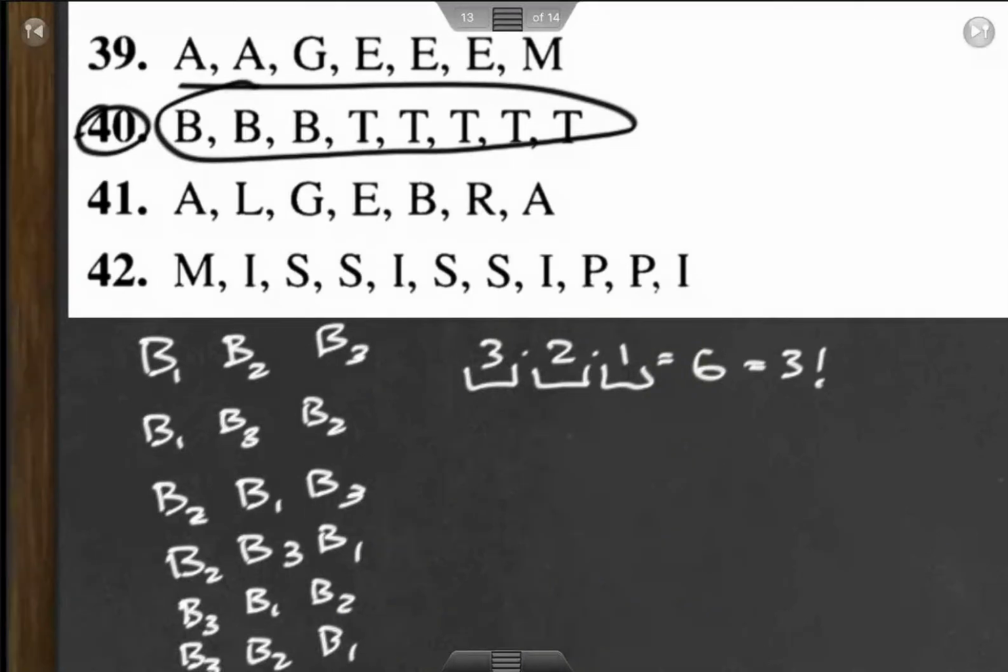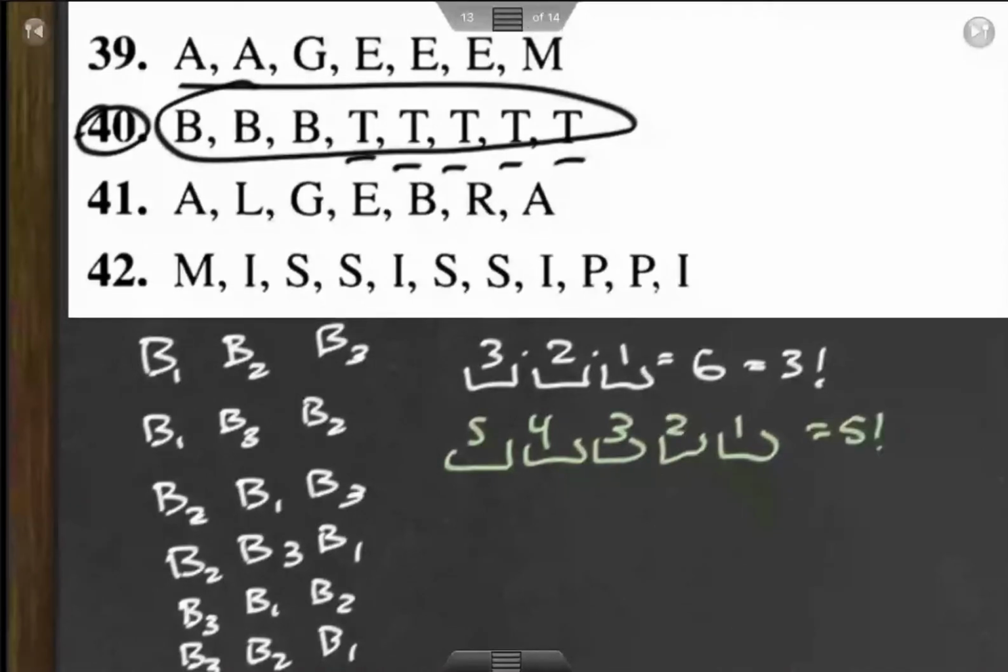What about the T's? There's 5 T's. I'm looking at the T's: 1, 2, 3, 4, 5. So that means there's 5 spots. How many different ways can you arrange those T's? Since there's 5 spots, it would be 5 of them, then there's 4, then there's 3, then there's 2, then there's 1. That's the same as 5 factorial. 5 times 4 is 20, times 3 is 60, times 2 is 120. So 120 different ways you could arrange the T's.